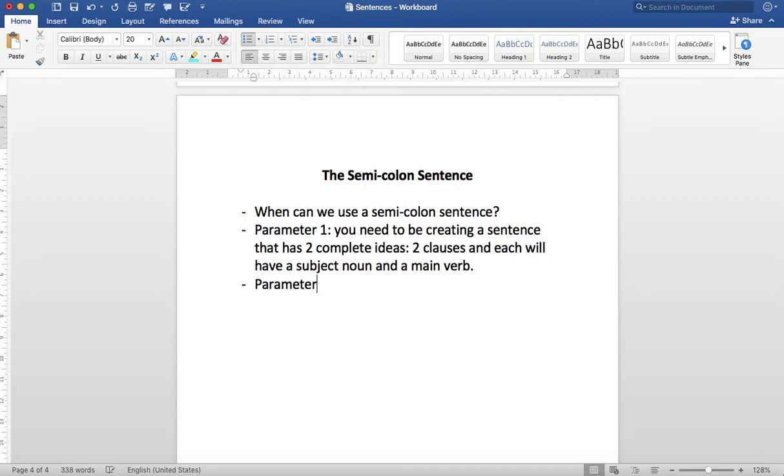Parameter 2. This is the really important one. The two ideas need to be closely linked to each other. So they need to be related. They need to be topics that are connected.